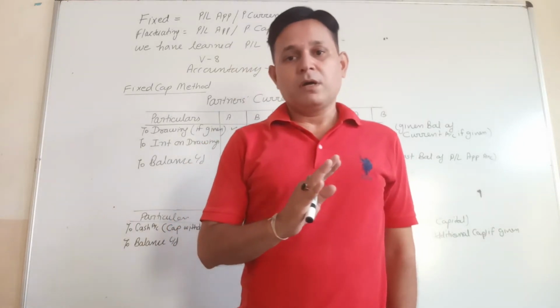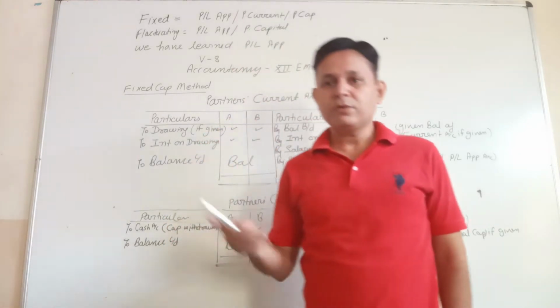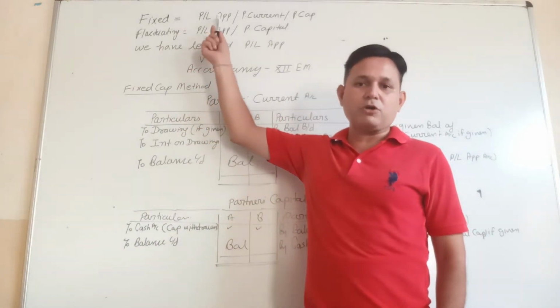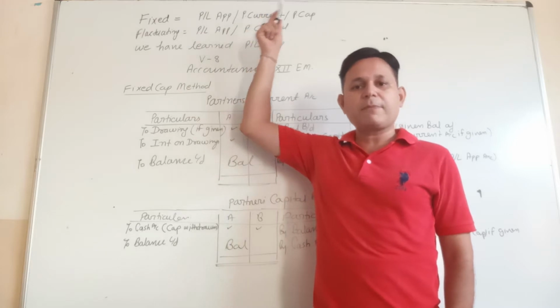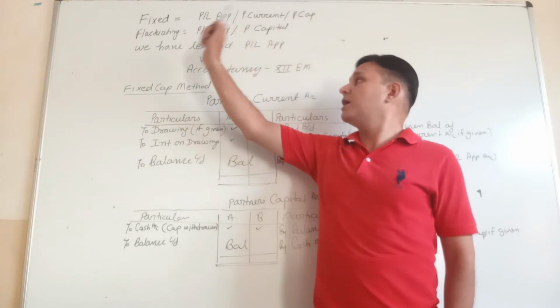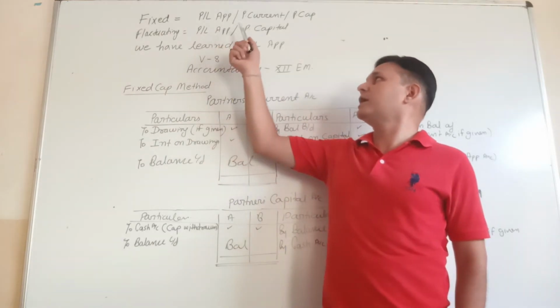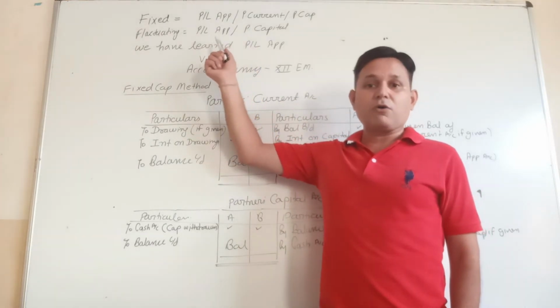So in the last class I told you that if your capital is fixed, then you have to prepare three accounts: P&L appropriation account, partners capital account, and partners current account. If your capital is fluctuating, then you have to prepare two accounts: partners capital account and P&L appropriation account.